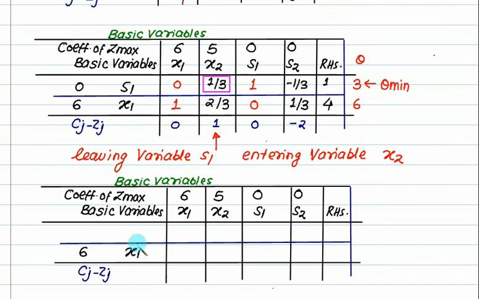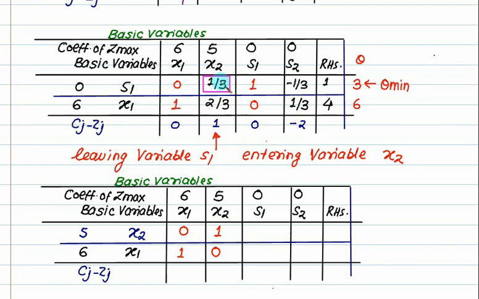First entry, you have to make this one. The entering variable is X2. Now what is the coefficient of X2? 5. Once you write this X1 and X2, you first finish up your information about the identity matrix. X1 and X1, you make it 1. X2 and X2, make it 1 and write 0. It means that you are left with only this calculation.